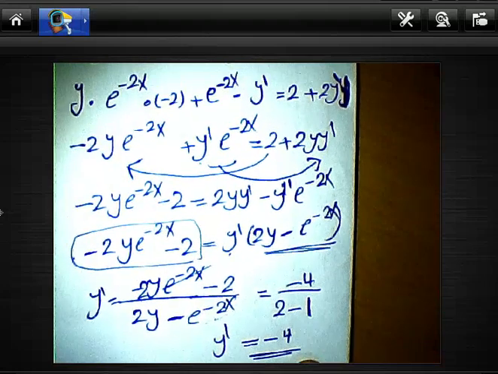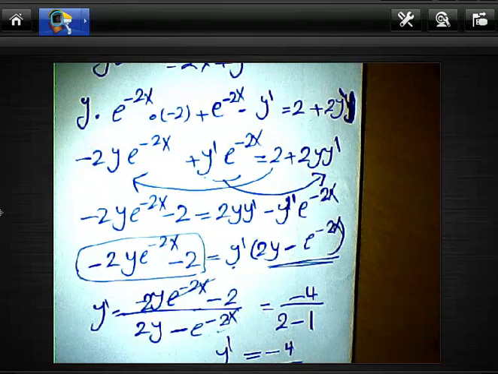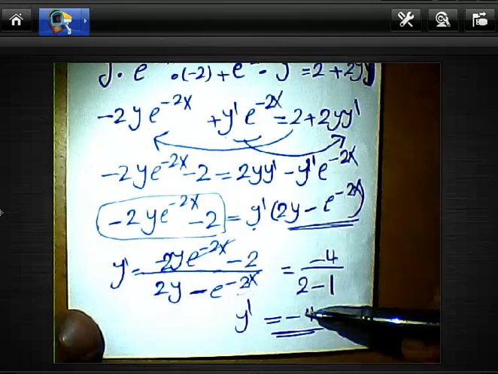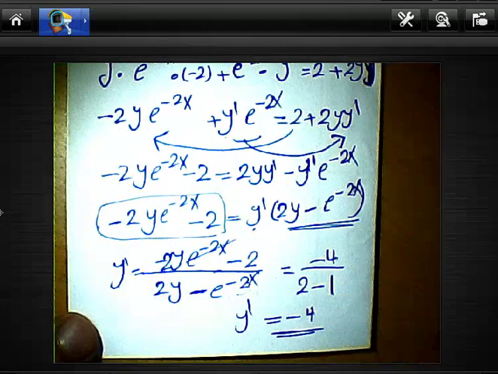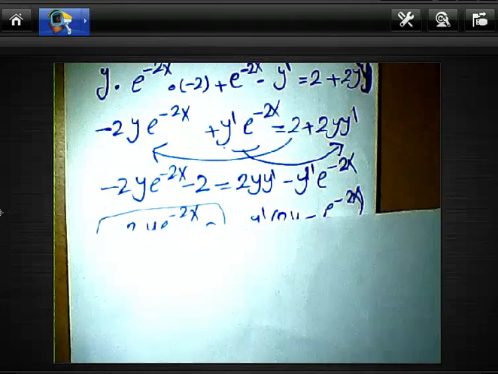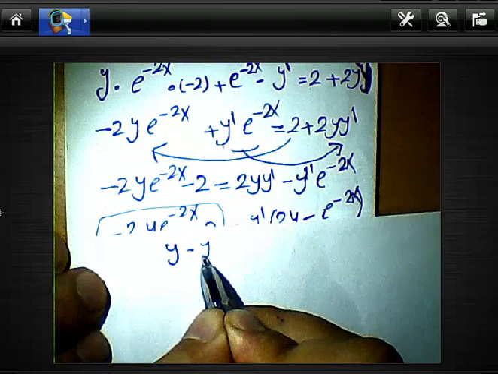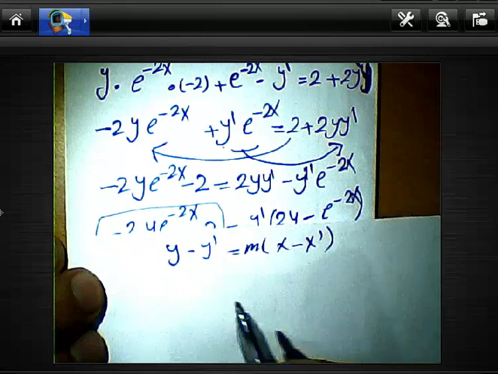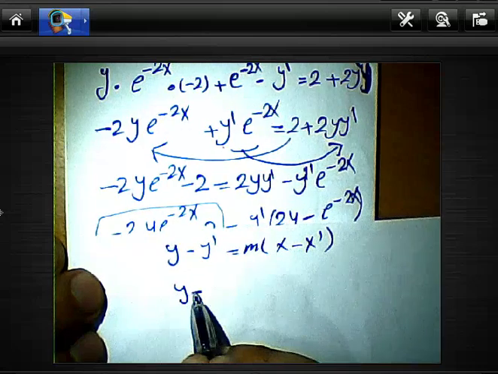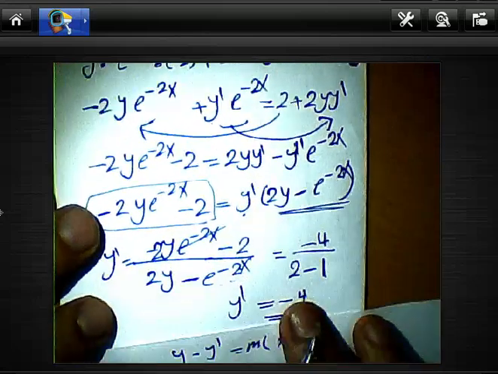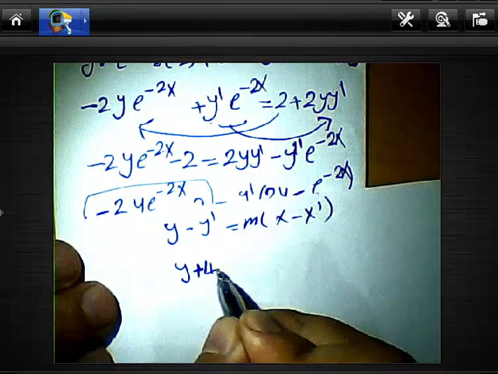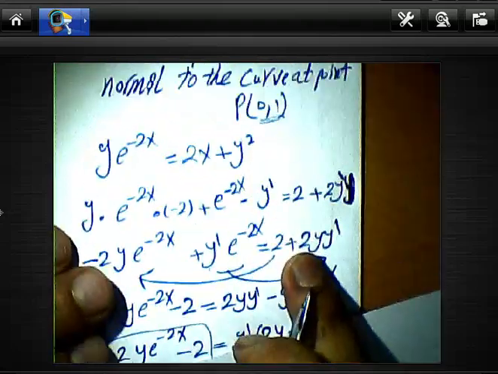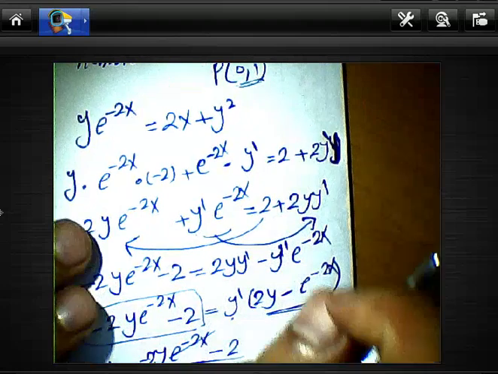We want to find y dash. You want to find the equation, so we can complete it. We have the point and the slope. We can write the equation: y subtract y1 equals m multiply x subtract x1. The slope here is negative 4.